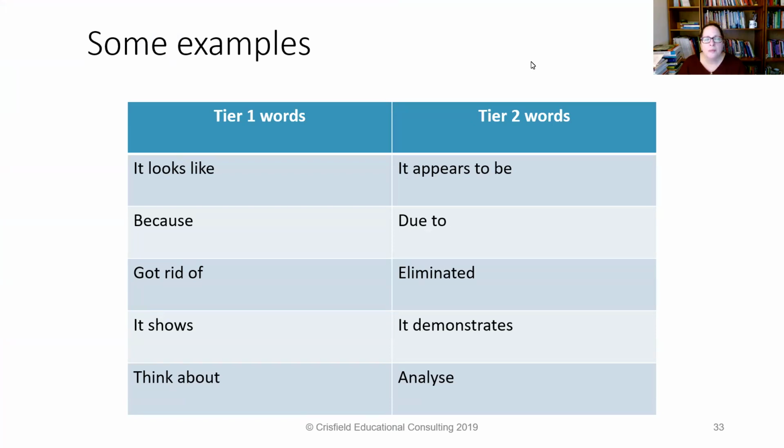So some examples of moving from tier 1 words to tier 2 words. Tier 1: it looks like. Tier 2: it appears to be. Tier 1: because. Tier 2: due to. So you can just see that all of these are a way to say it with basic tier 1 vocabulary, but the tier 2 makes it more academic, and this is the target for our students to develop their academic language.